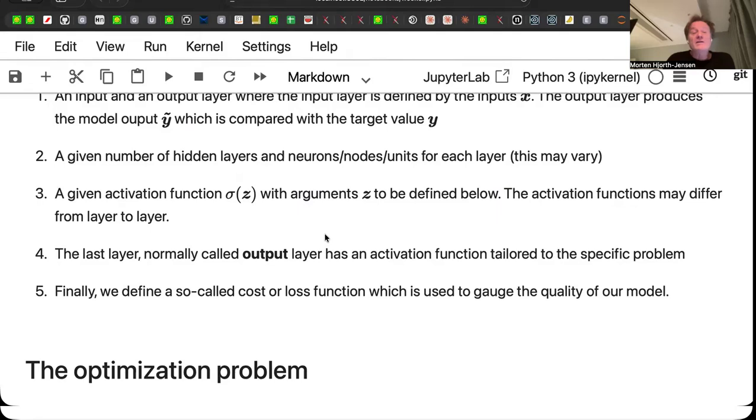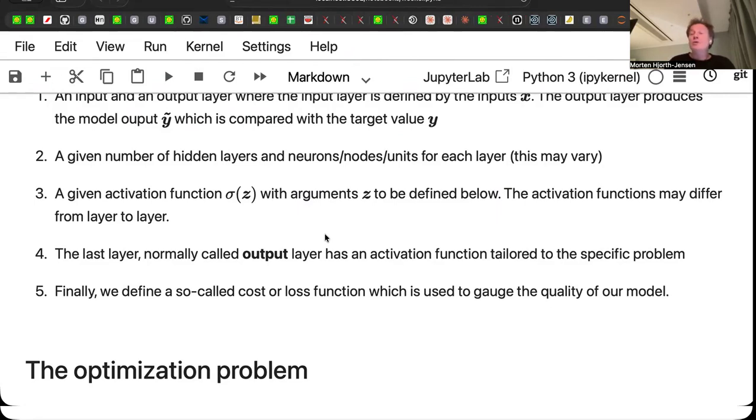However, the activation functions are not trained when we do the optimization. So what we train in the optimization are the weights and the biases of the network, which are then defined by the number of layers and the number of neurons or nodes or units, as we call them, for each layer. So that means that you would run the calculation, the optimization part, with a fixed activation function.